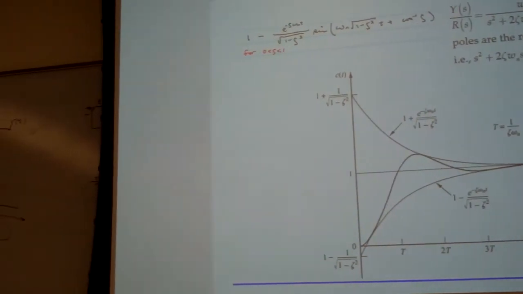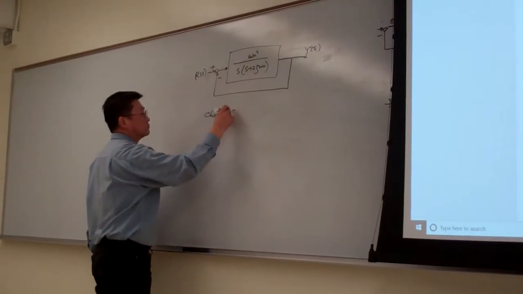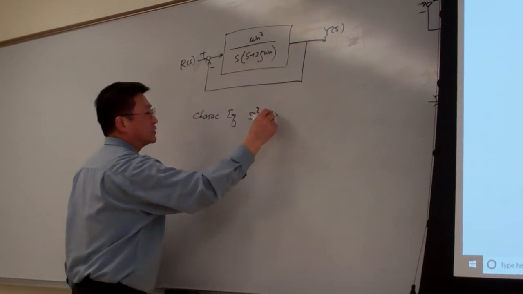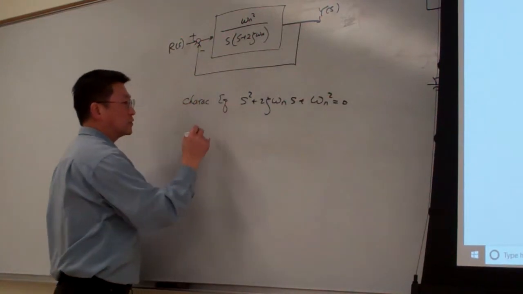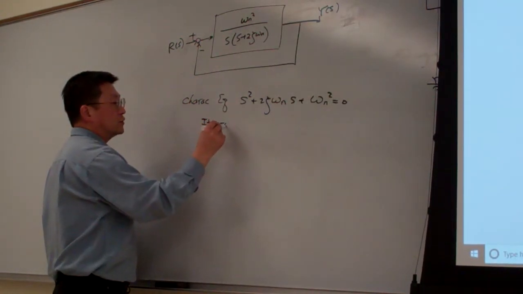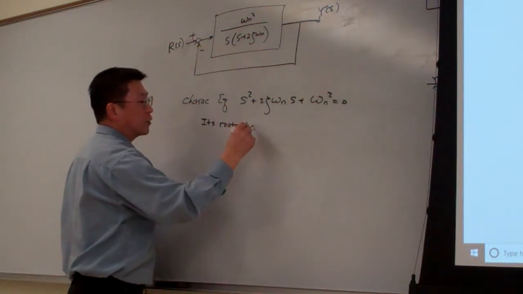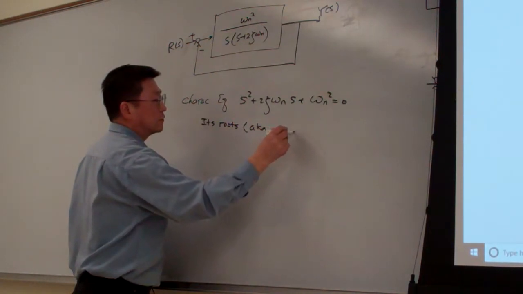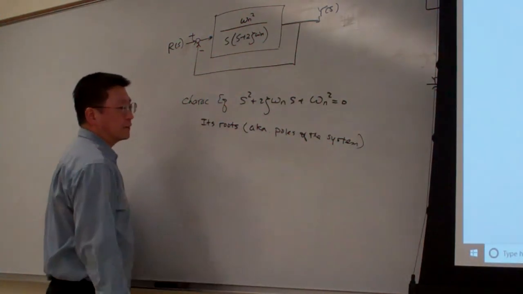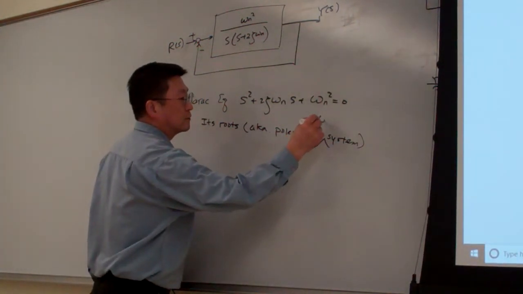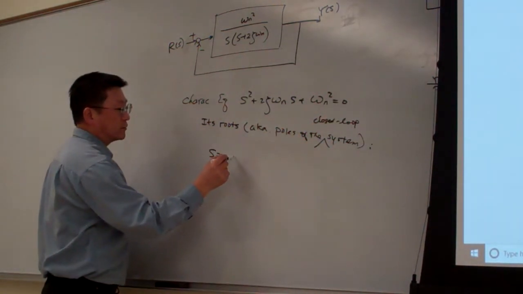So our characteristic equation is s squared plus 2 zeta omega n s plus omega n squared equal to 0. So its roots are called the poles of the system, okay, of the closed loop system. Basically here that is s minus this one.